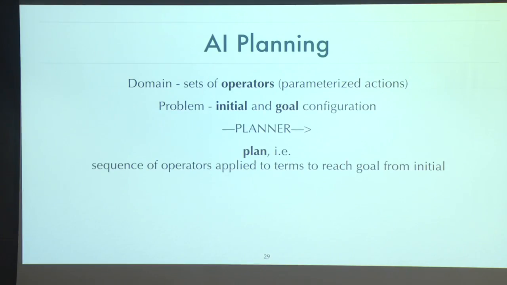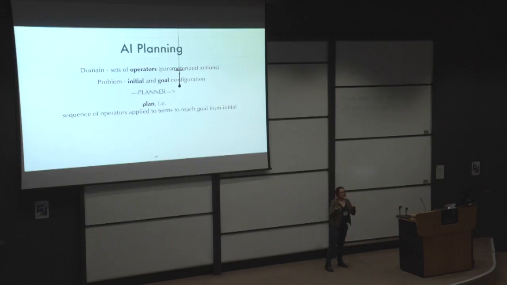So as I briefly described before, in AI planning, you provide a couple of things as input, and you get a plan as output. The things you provide as input are usually called a domain and a problem, where the domain is your set of operators or parameterized actions, and your problem is your initial and your goal configuration to try to solve between. And of course, the output is a sequence of those operators that get you from initial to goal.